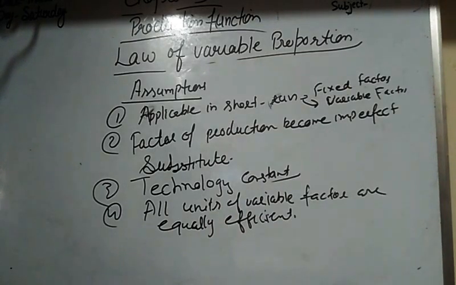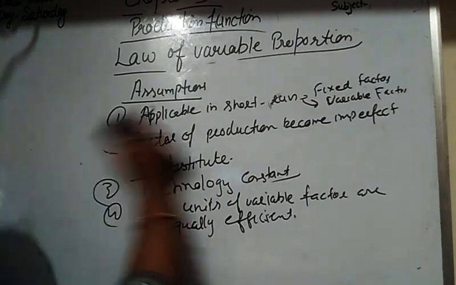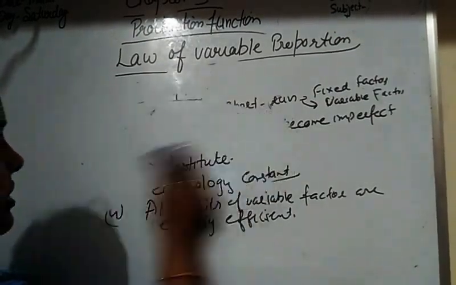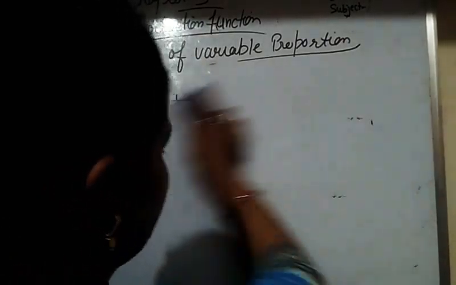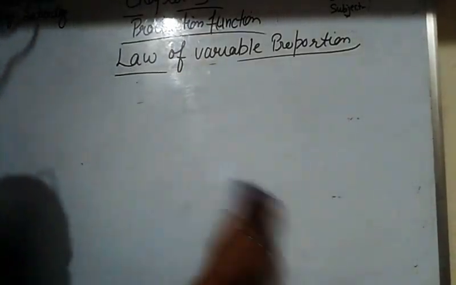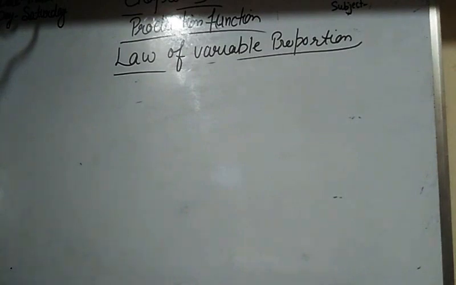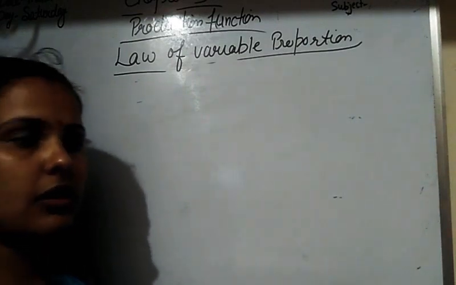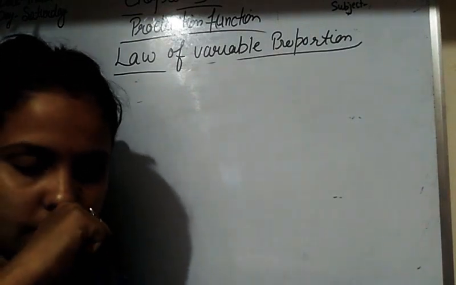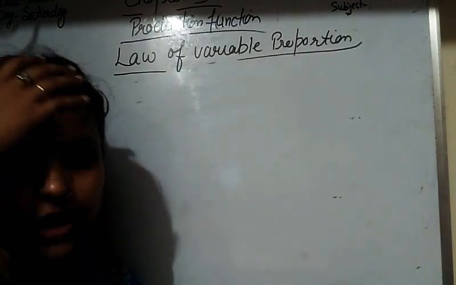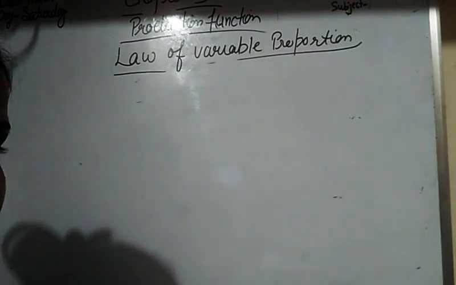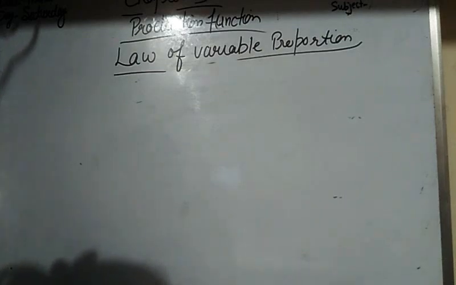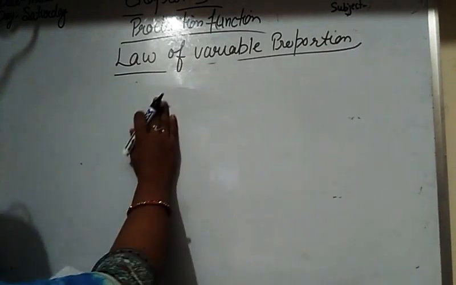So clear? After that, we understand this law through the table and through the diagram. First we make a table, as we read in the definition. When keeping all inputs constant and changing only one input, first the production increases at an increasing rate, after that it decreases, and at the end it falls. So first of all we understand the table of this.